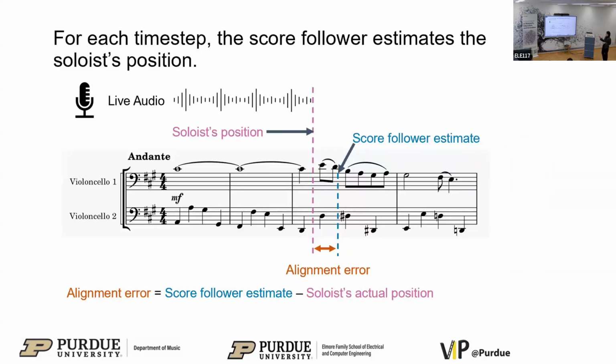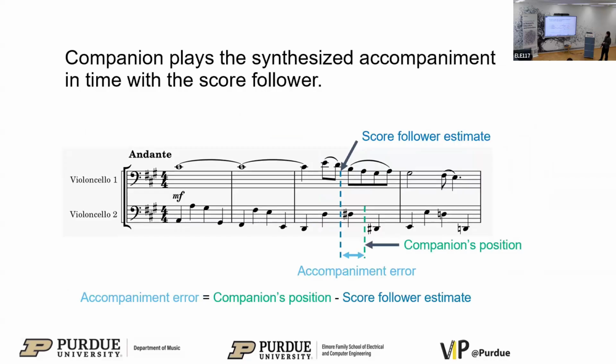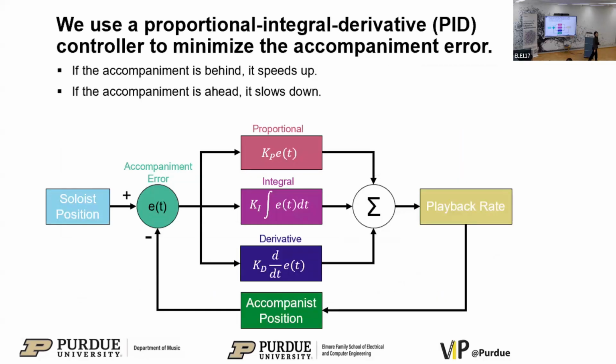For each time step, the score follower estimates the soloist position, but there can be some alignment error. The companion then synthesizes accompaniment in time with the score follower, but that can also have accompaniment error. So we are trying to minimize this error with a proportional integral derivative (PID) controller. Basically, if the accompaniment is behind, it will speed up, and if it is ahead, it will slow down.